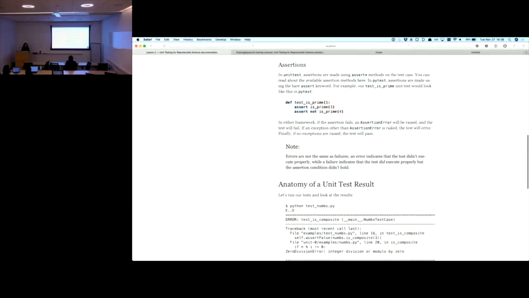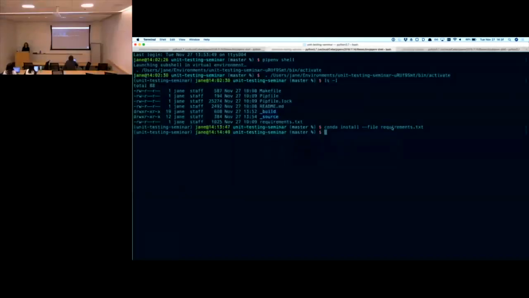And so we're going to run the tests that I wrote, and we're going to see what the unittest results look like. I think we can get away with doing this even if you don't have the requirements installed, but you just have the repository.